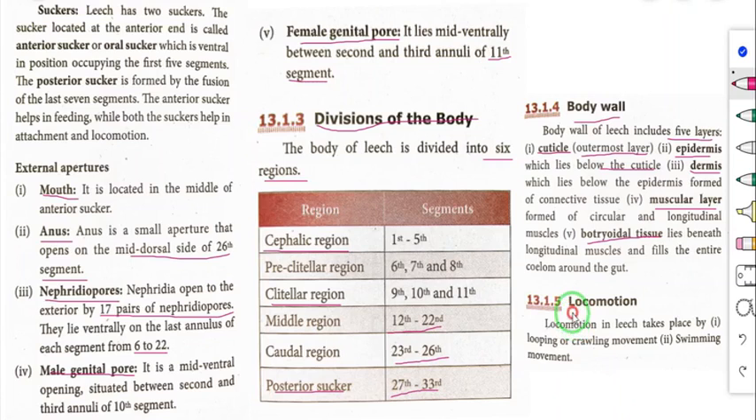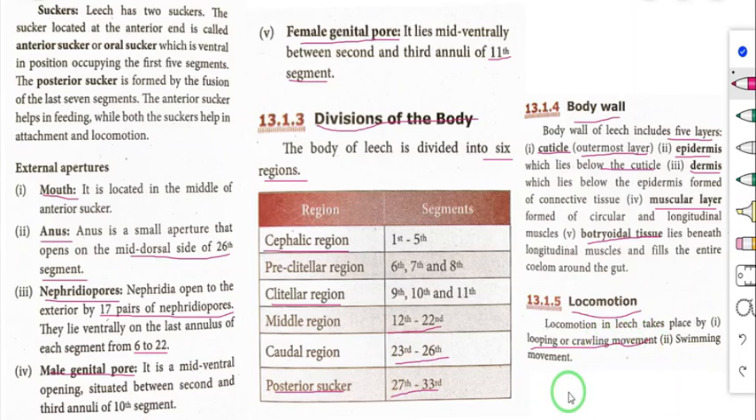The next one is locomotion. Locomotion means movement, moving from place to place. Locomotion in leech takes place by 2 types. The first locomotion is the looping or crawling movement.